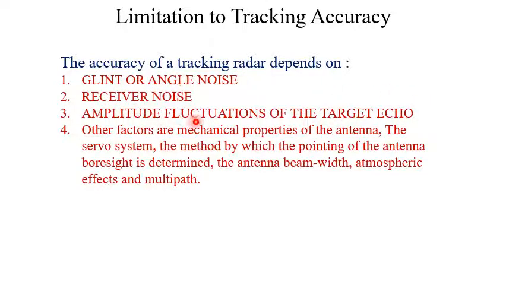Apart from these three, some other factors are also there, like mechanical properties of the antenna, the servo system itself, the method by which the pointing of the antenna boresight is determined, the antenna beam width, atmospheric effects, and multipath. These are other factors on which the accuracy of the radar depends.